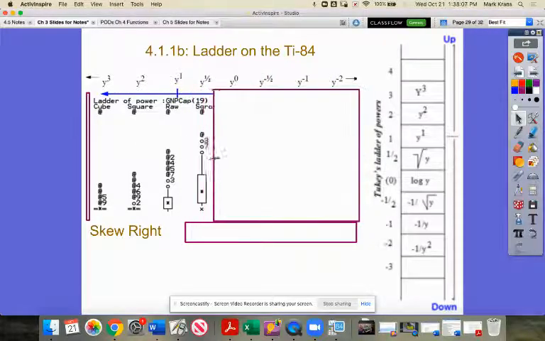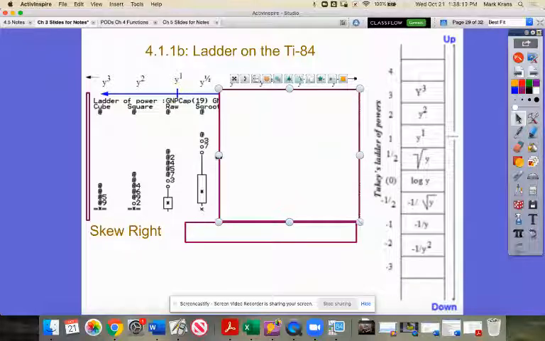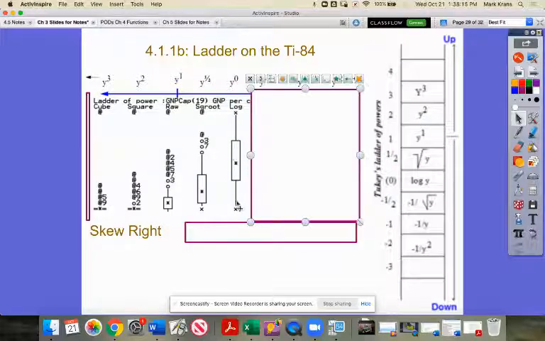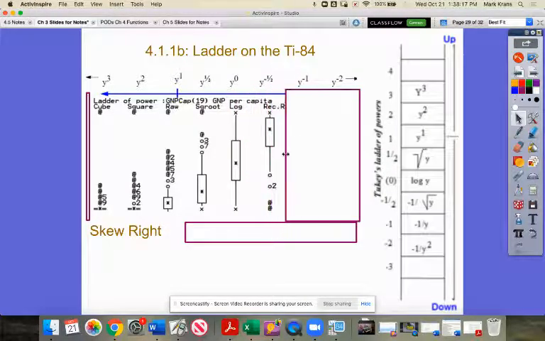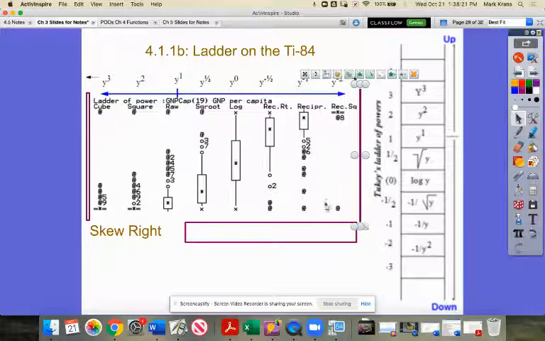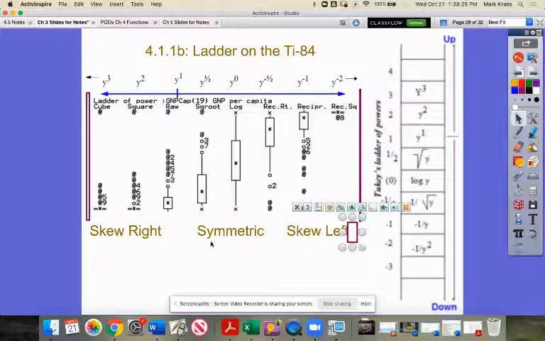But if you go the other way, oh, it's making my box bigger, and a data point appears on the left side. So that's actually getting better. Oh my goodness, look how symmetric this one looks. And then if I kept going, it's actually skewing it to the left, towards the smaller numbers down here on my scale. And so your goal is to try and find the power that makes it symmetric.